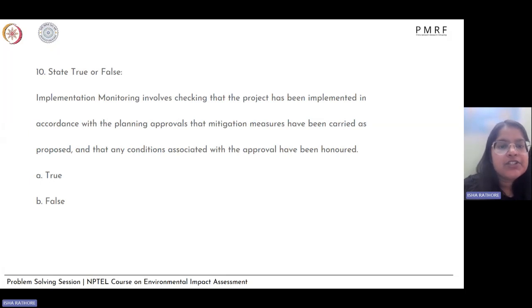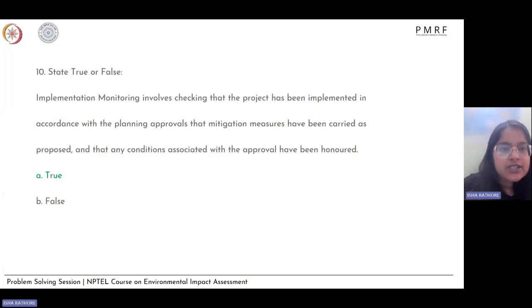State true or false. Implementation monitoring involves checking that the project has been implemented in accordance with the planning approvals, that mitigation measures have been carried as proposed, and that any conditions associated with the approval have been honored. Is the statement true or false? So the given statement is true. Implementation monitoring involves checking that the project has been implemented as per the approvals they have taken. Whatever mitigation measures they have stated in the EIA report have been carried out as proposed or as revised, and that any conditions which they have said they will meet in their report have actually been met.